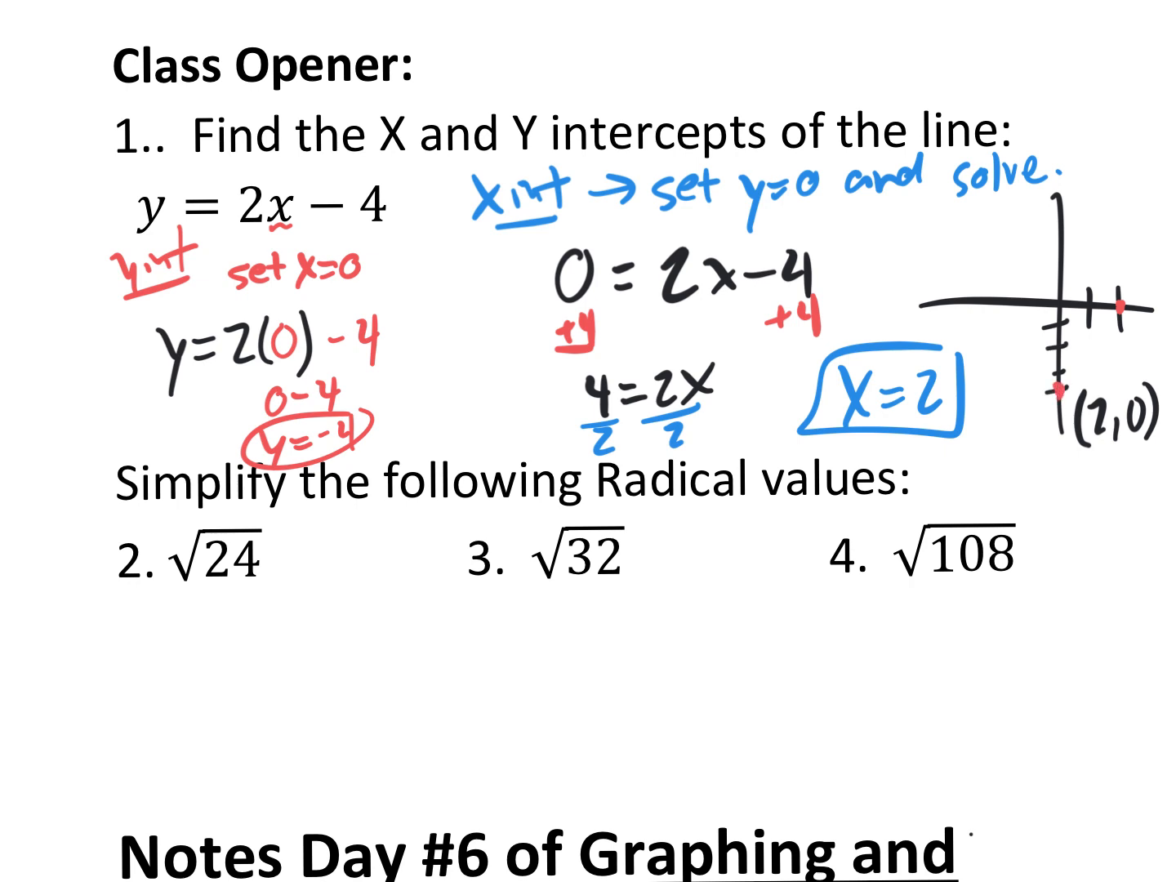which means your line would be going right through those two dots. But the point is, the location, the coordinate, would be 0 for the x, negative 4 for the y. That's the location of the y-intercept. Anyways, that's just a review.